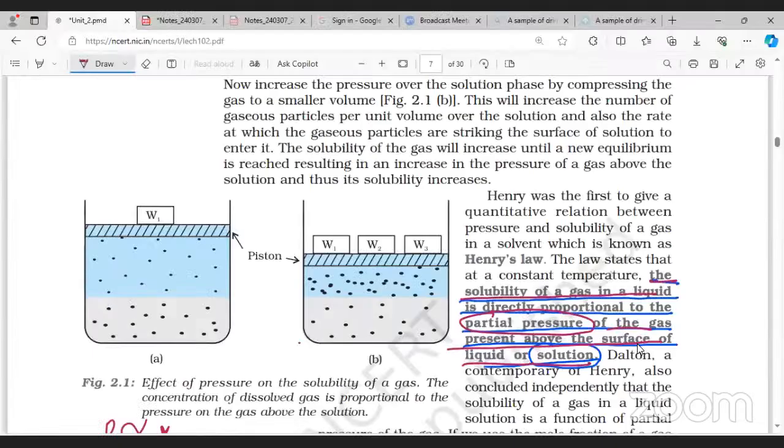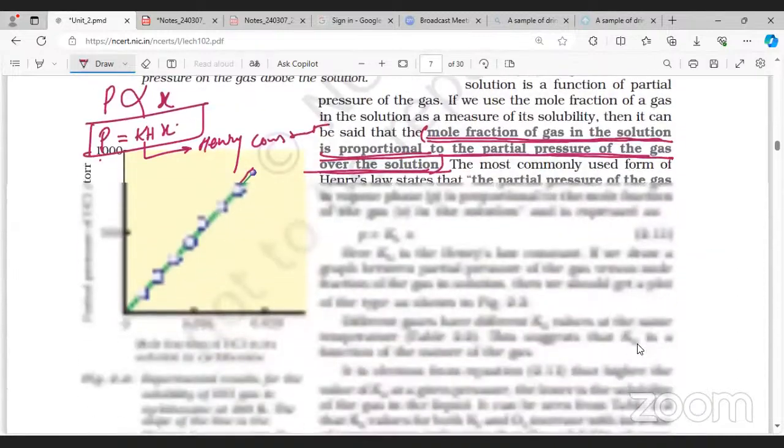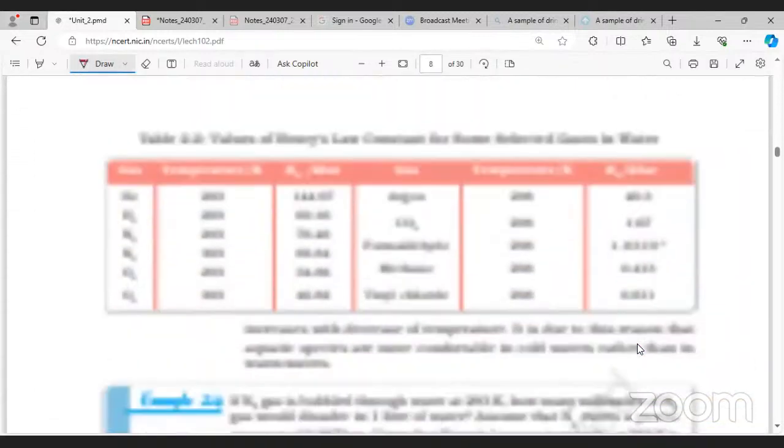So now the first question: it becomes very difficult for aquatic animals to survive during the summertime. What can be the reason? The solubility of gases decreases with increasing temperature, and in the summertime the water temperature increases.